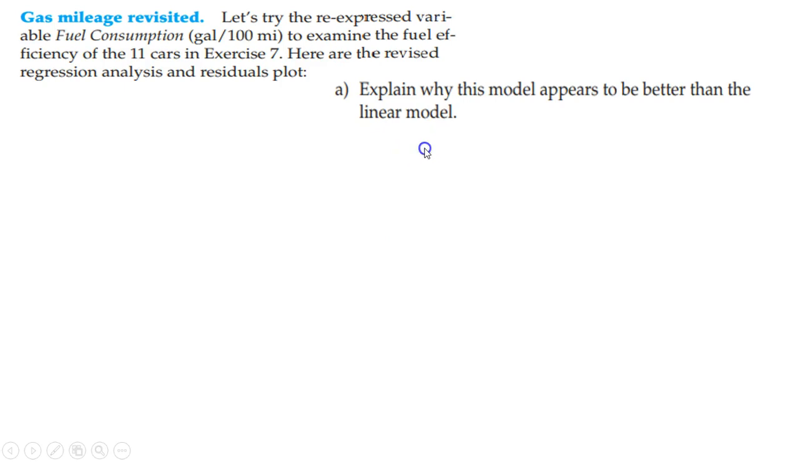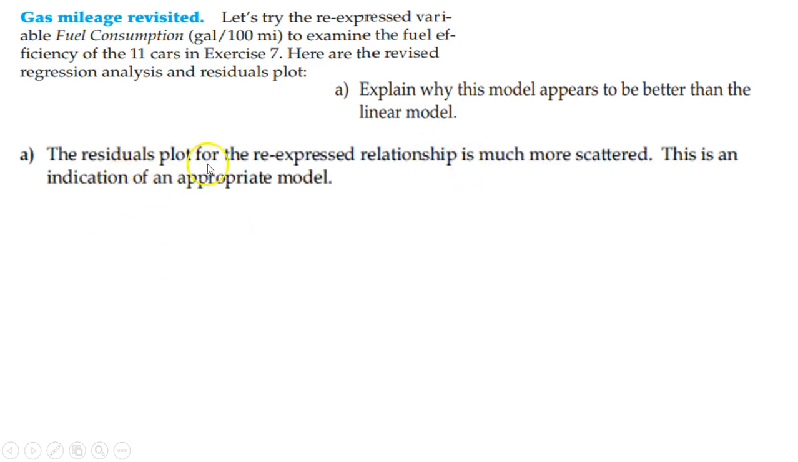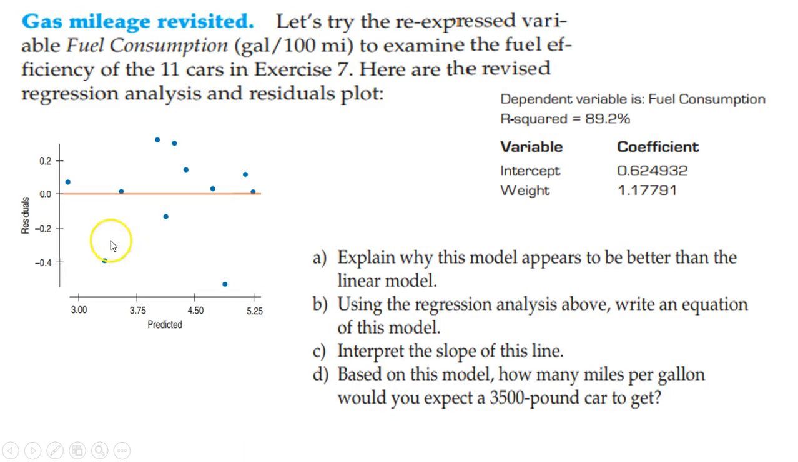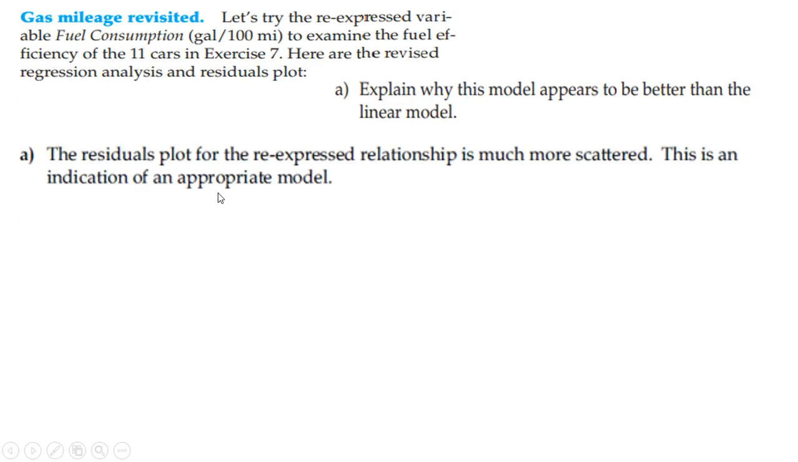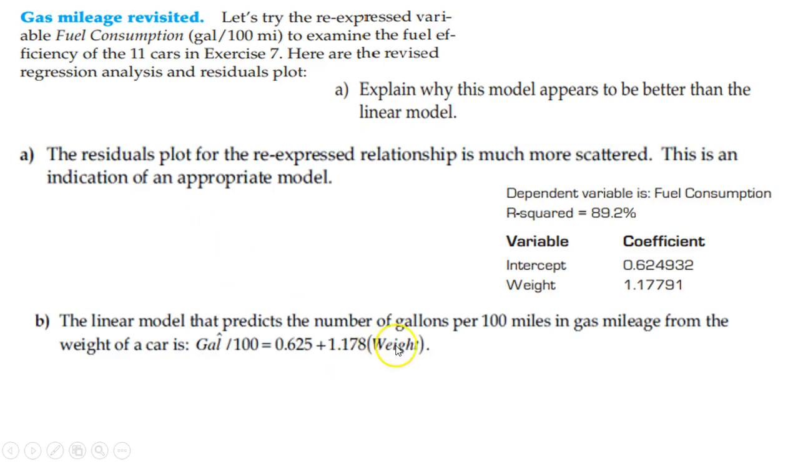So explain why this model appears to be better. Well, the residual plot for this relationship does appear to be more scattered. There might be a little bit of a pattern like we saw here, but for the most part, there's nothing too consistent that I can tell that there's a pattern. And then part B says the linear model that we would use would be this times the weight plus that, which is what we have.